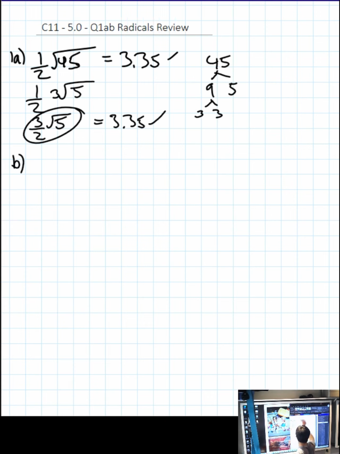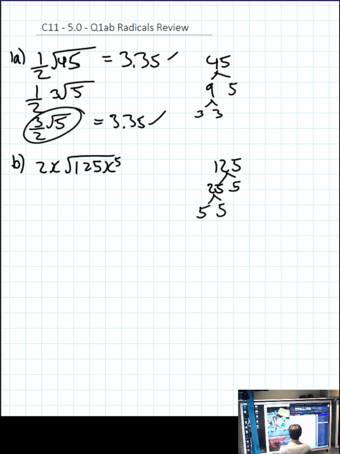Okay, we have 1b. This is 2x square root 125 x to the 5. So off to the right, let's do a prime factorization tree on 125. So 125, and down the page we're going to have 25 times 5, and then 5 times 5 again. And beside that, we're going to prime factorize the x to the 5, which, no, we're not. It's just x times x times x times x times x.